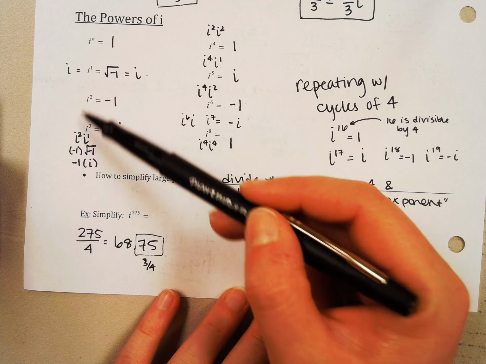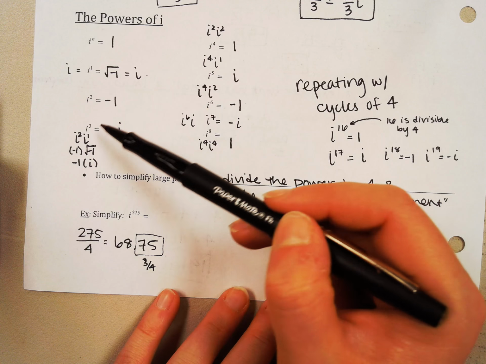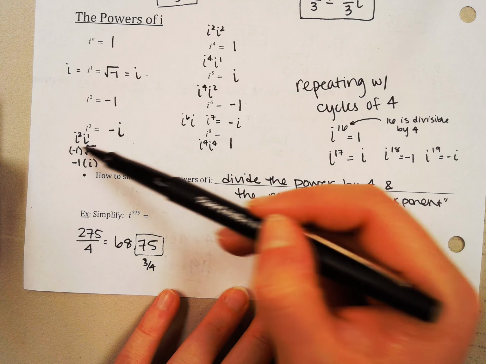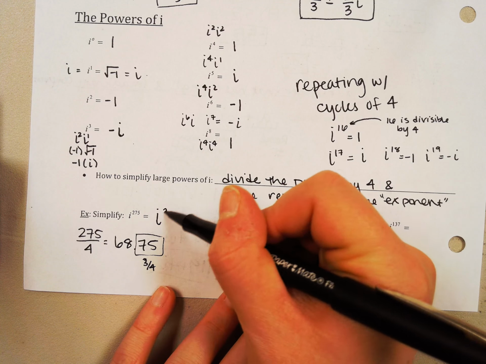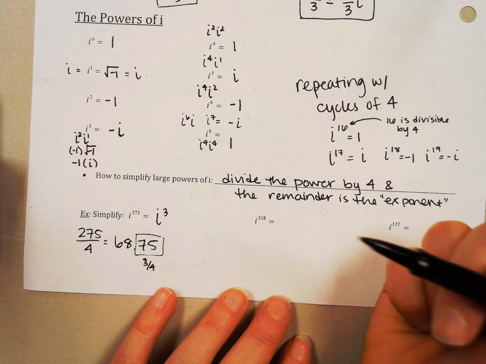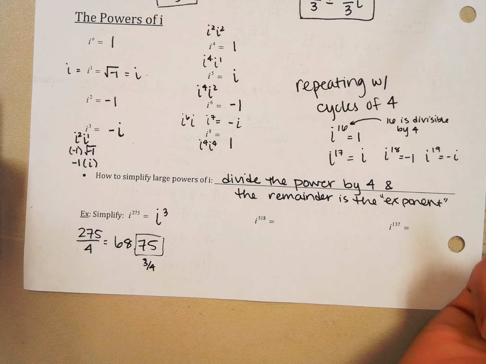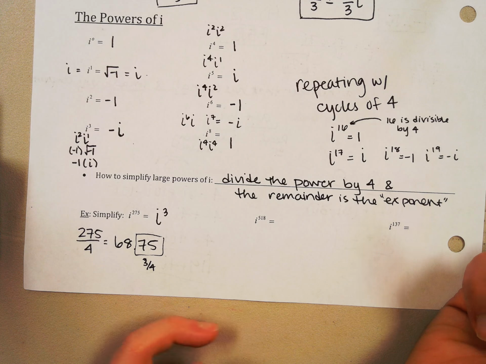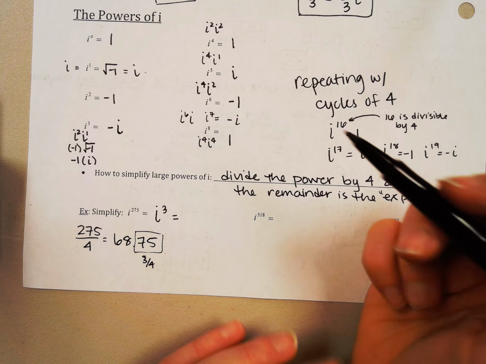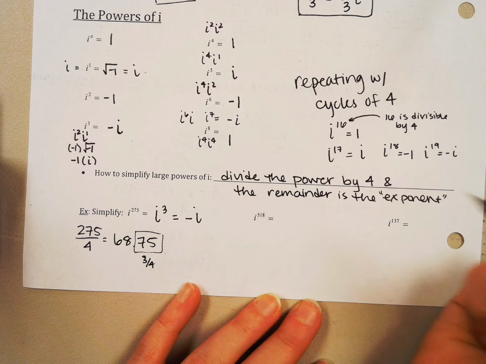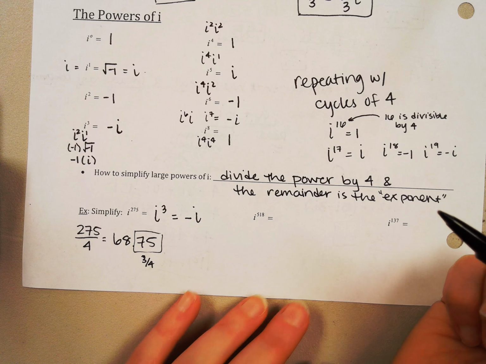I guess it'd be 1, 2, 3, and then 4. So 3/4 would be at this new exponent. Really the 3 is going along with our new power. So this would be equivalent to i to the 3rd power. We know i to the 3rd power is i squared times i. That's really all you need to remember. So that means it's going to be -i. Okay, let's do another one.